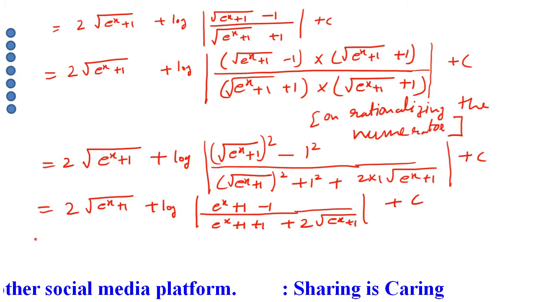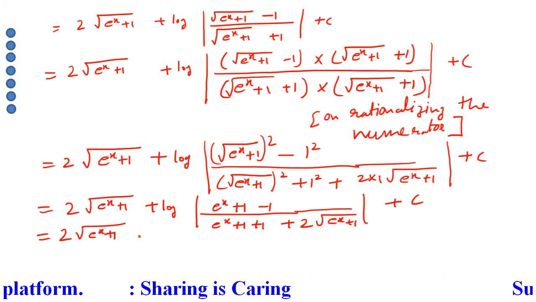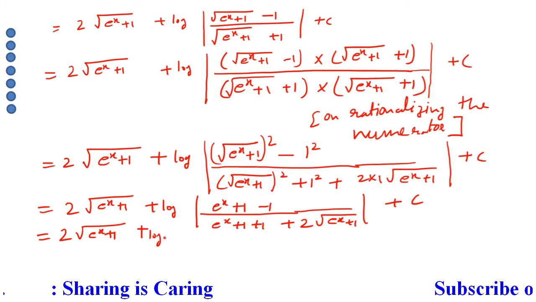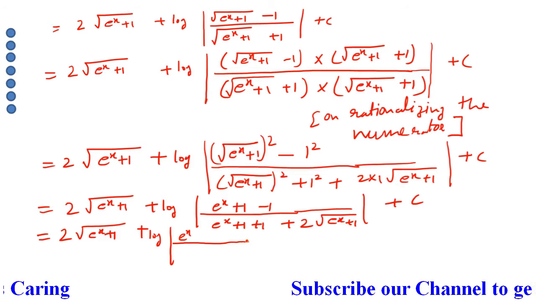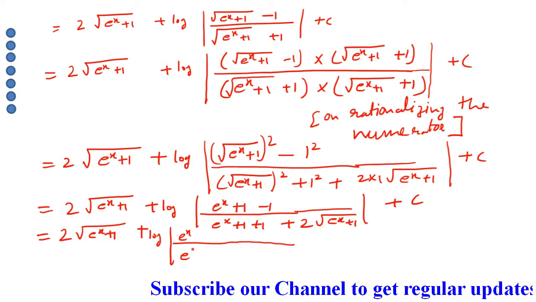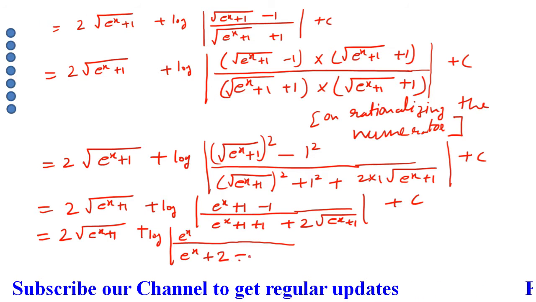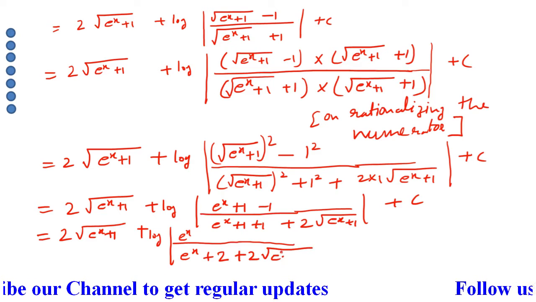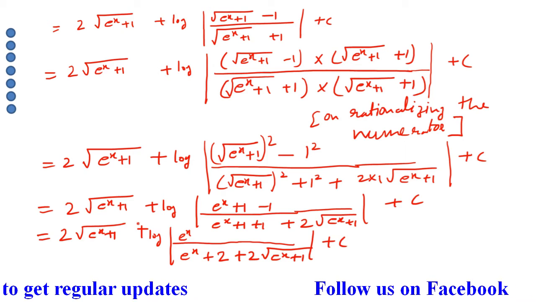So when you simplify, you will get here 2 square root of e to the power x plus 1, then plus log mod e to the power x only, because plus 1 and minus 1 will cancel each other, and here you will get e to the power x, 1 plus 1 is 2, and then 2 square root of e to the power x plus 1. So that's our answer. This question is completed.